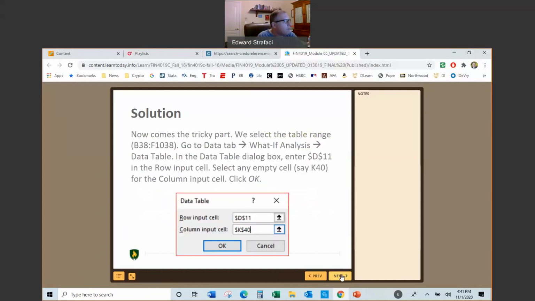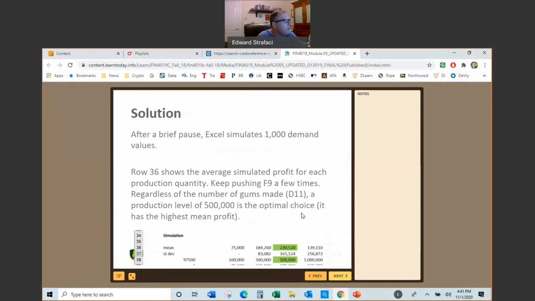So ultimately, we find out that every time it takes a brief pause, it simulates 1,000 demand values and comes up with a new demand. And ultimately, row 36 shows the average simulated profit for each production quantity. By continuing to push F9 a few times, regardless of the number of guns made, a production level of 500,000 will always be the optimum choice. And that's what Monte Carlo does for me.